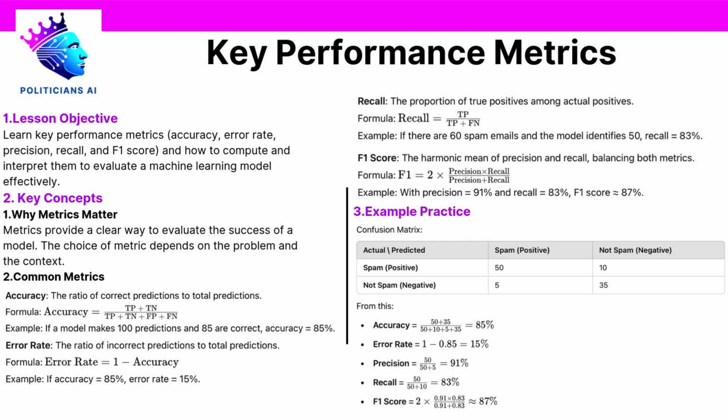Now, here's something to keep in mind right from the start: no single metric tells the full story. In machine learning, the goal isn't always to aim for the highest accuracy or the lowest error rate. The key is to choose the right metric that fits your specific problem.